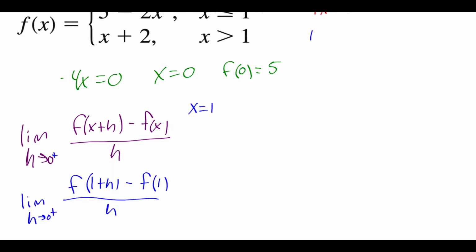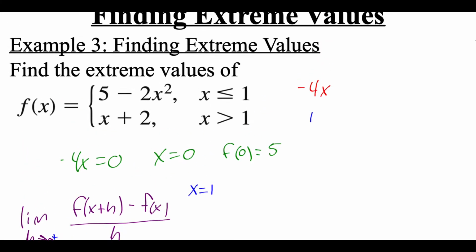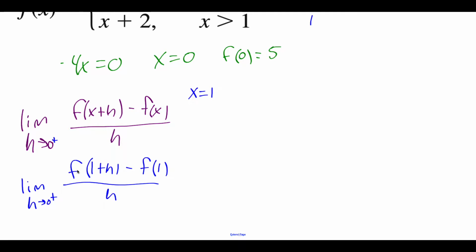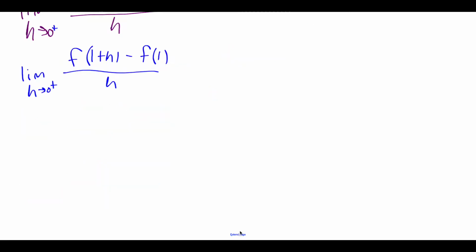I'm going to scroll up real quick here. We're approaching 1, and we're doing a right-hand derivative here. So as we're approaching 1 from the right-hand side, we're going to have to use this bottom piece of our function, that x plus 2. So if I'm doing f of 1 plus h and using the function x plus 2, I'm going to replace the x with 1 plus h, but then I've still got that plus 2 in there.